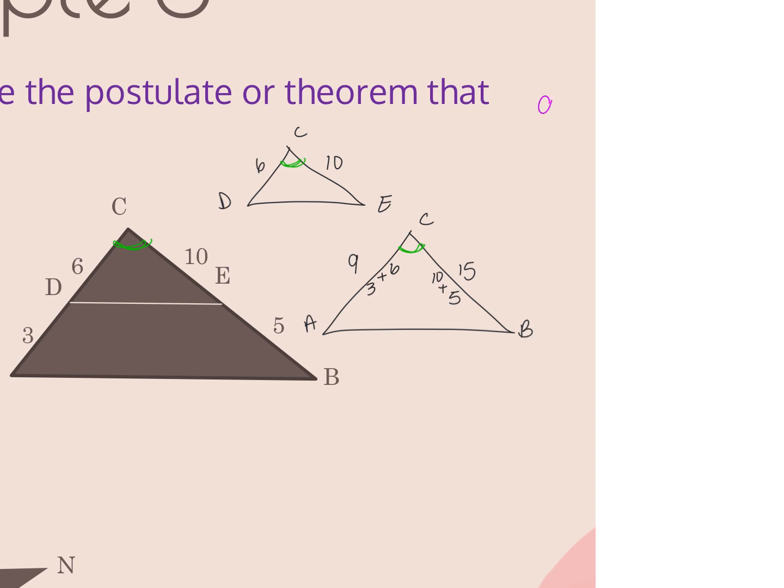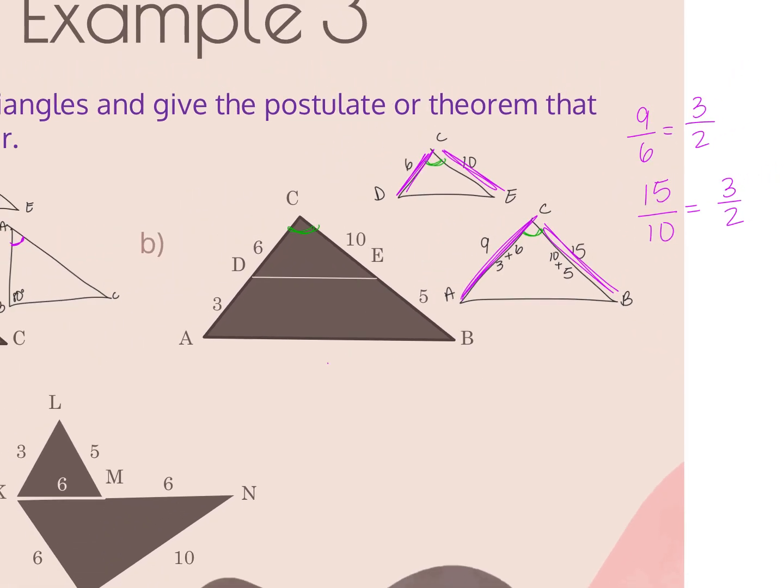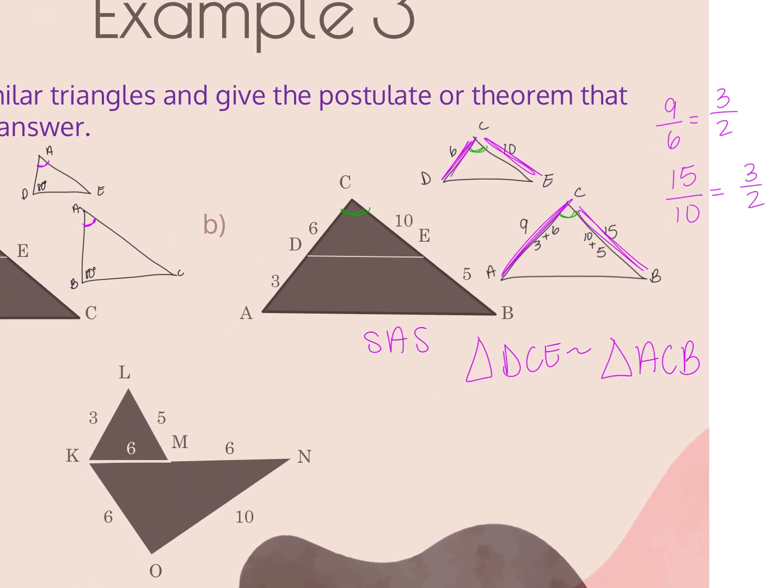We'll do it the other way, we'll do 9 over 6 and 15 over 10. Simplifying these, 3 and 2, 3 and 2. Are they the same if I simplify my ratios? Yes. So this side is the same ratio. This side is the same ratio. What would this one be considered? Good. Side, angle, side. And my similarity would be DCE, and triangle ACB. Okay, those are similar triangles.